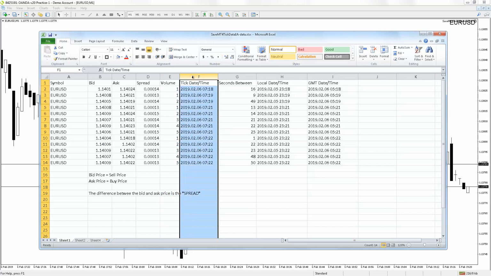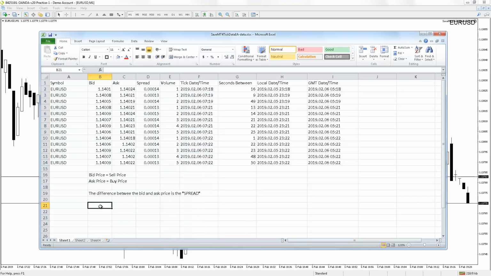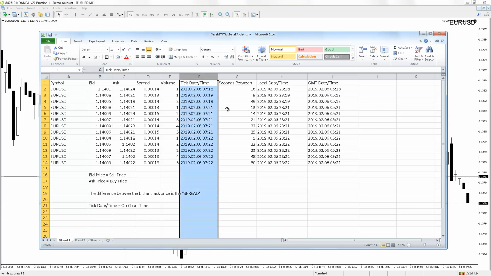Okay, then we have tick date and time. So this would be the chart time. Let me type that out. So tick date and time equals, I should say, on chart time. So that's on chart time, or tick date time.